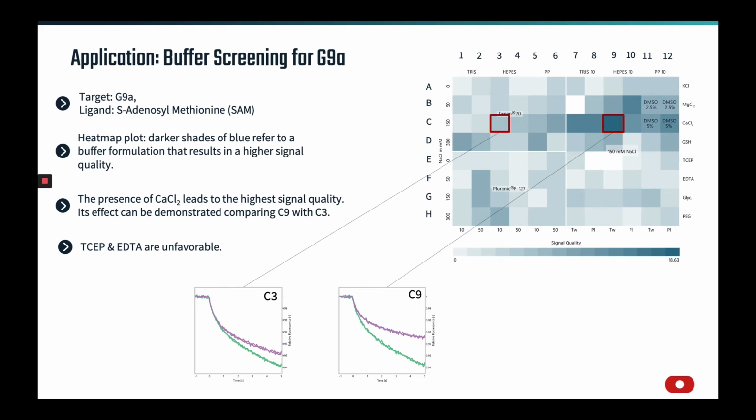As seen here in this study, calcium chloride is a good buffer to use, providing very high signals, as shown by these two examples here, that produce a nice TRIC signal that's distinguishable in the presence of calcium chloride buffer, whereas something like TCEP or EDTA are not as favorable and should probably be avoided in the screening exercise.